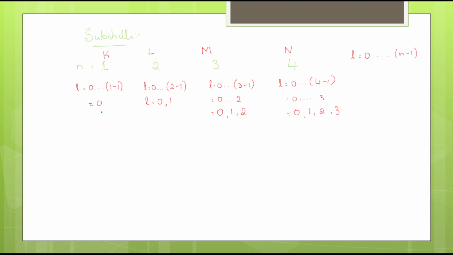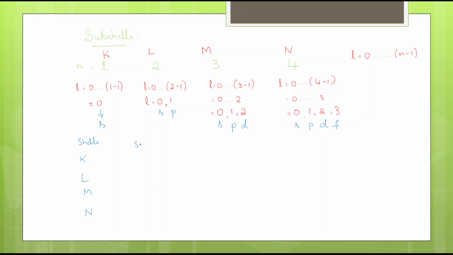Which subshells? If L is only 0, then it is the S subshell. If L is 0 and 1, it is the S and P subshell. If N is equal to 3, then it is S, P and D. If N is equal to 4, it is S, P, D and F. Clear? So we shall combine all these things. So it is K, L, M, N. These are our shells.